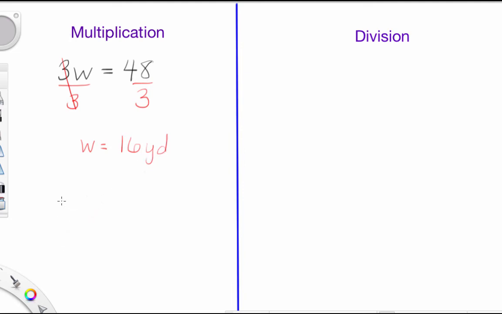And if we wanted to check that, we can always substitute it back in. 3 times 16 does equal 48, so we are correct.